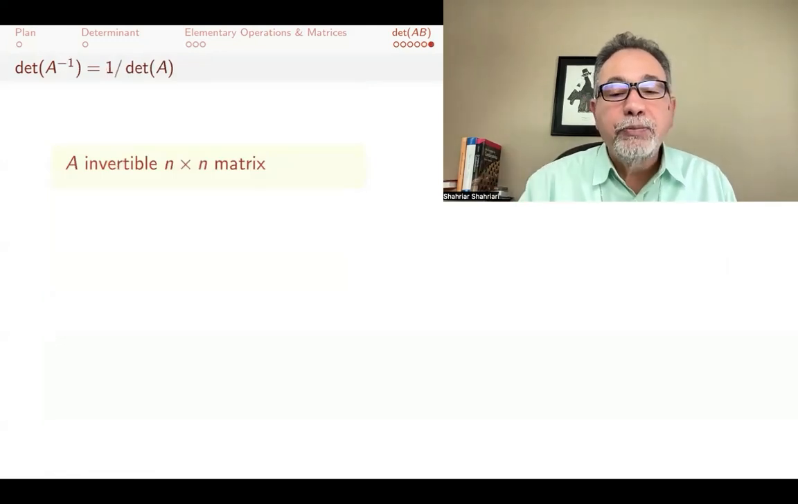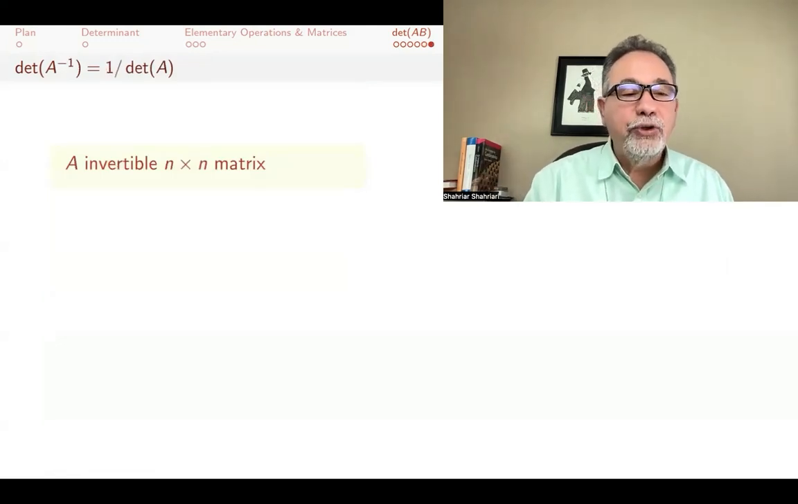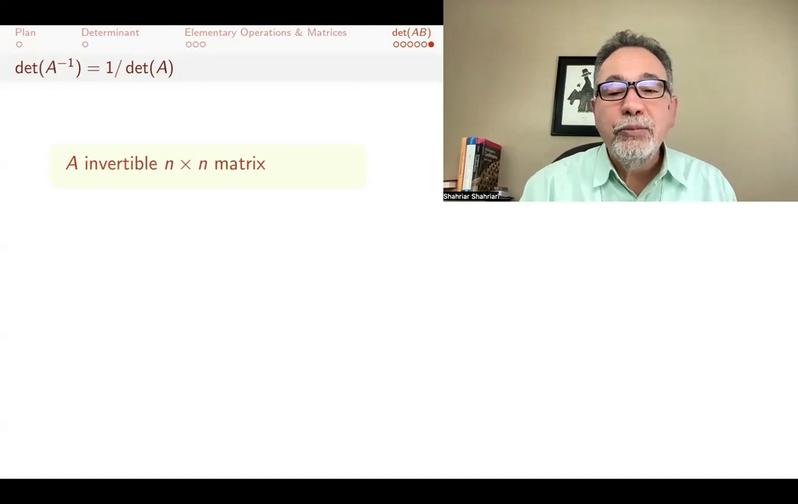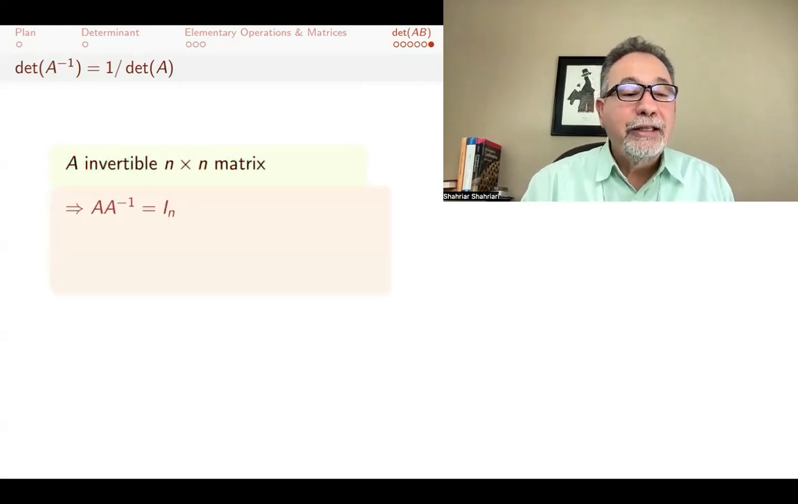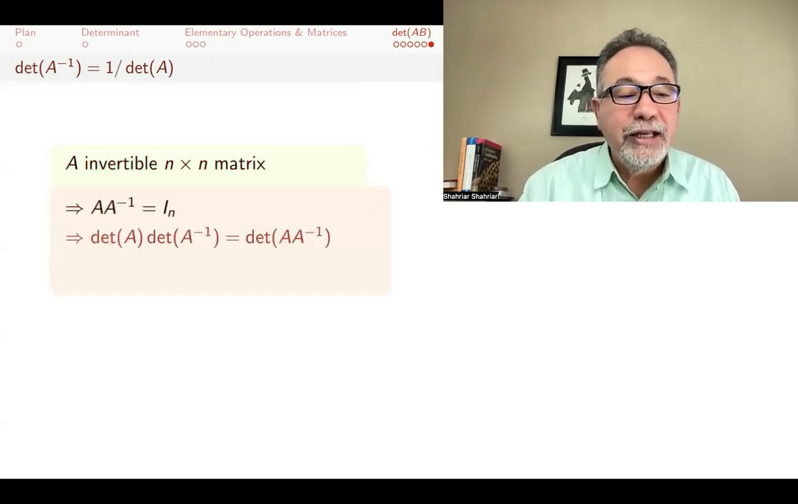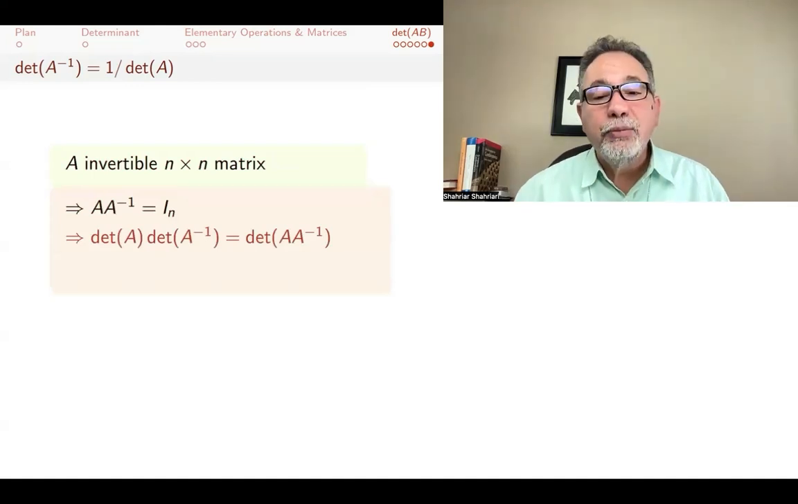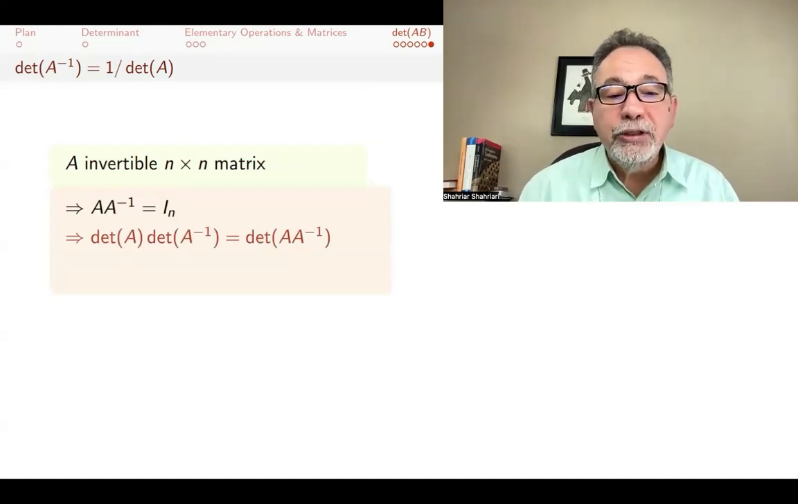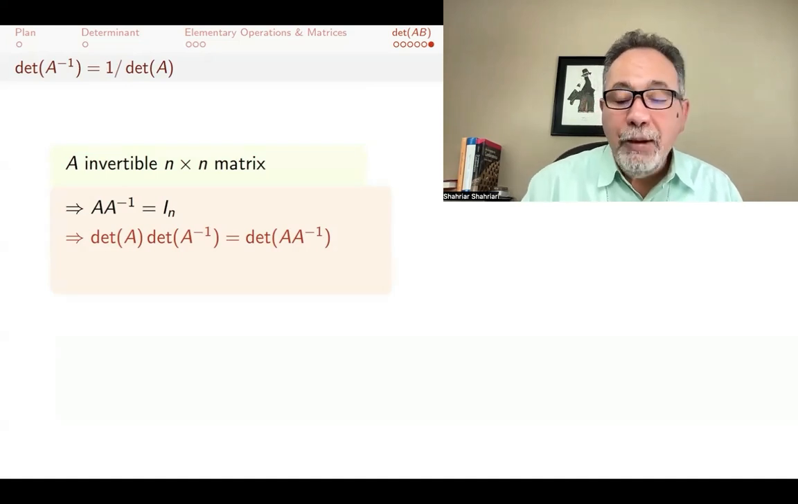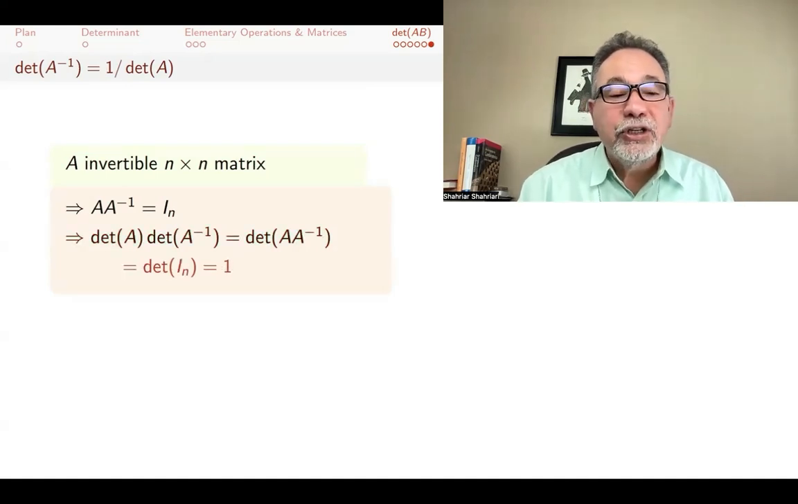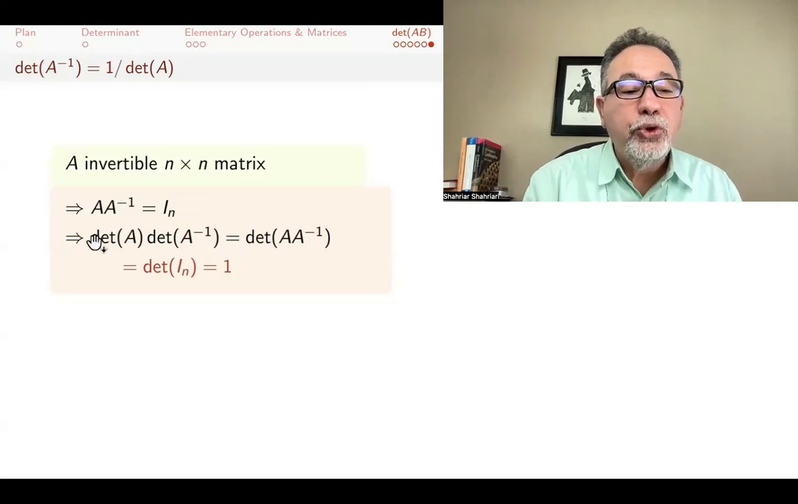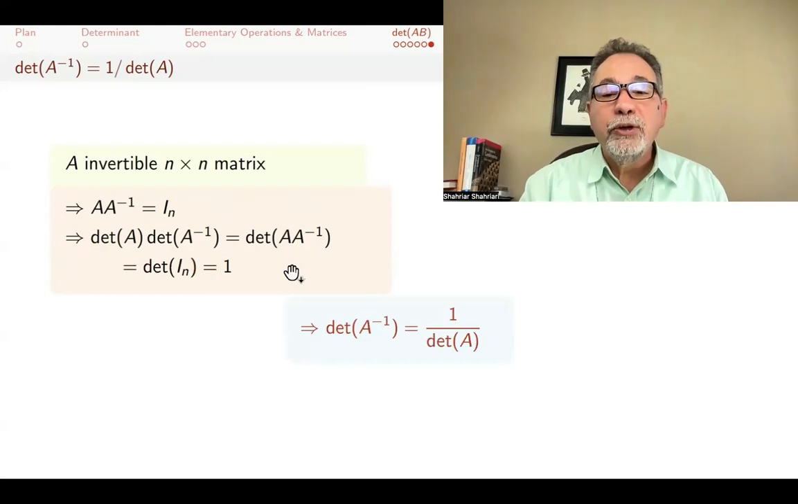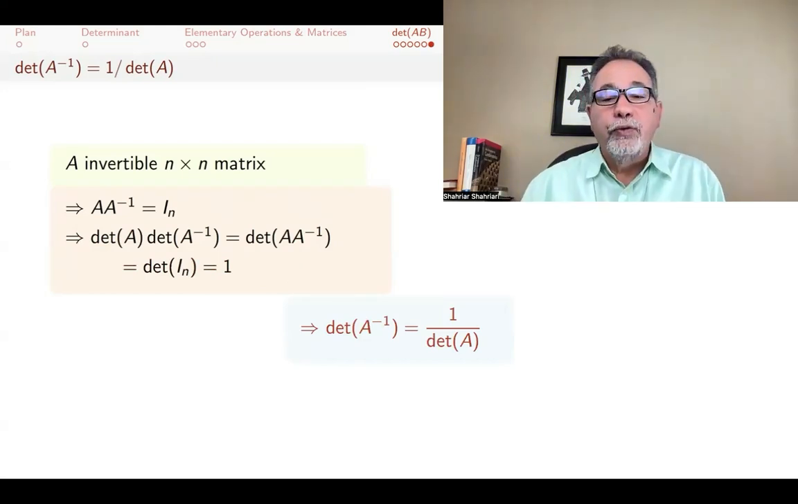Now, as one particular example of how to use this, we will show that determinant of the inverse of A is 1 over the determinant of A. So let's say that A is some invertible n by n matrix, then that means that A times A inverse is identity. But we just proved that determinant of A times A inverse is going to be the determinant of A times determinant of A inverse. But determinant of A times A inverse is determinant of identity, which is 1. So these two numbers, whatever they are, are multiplied to give you 1. So solving for the determinant of A inverse, you get 1 over the determinant of A.